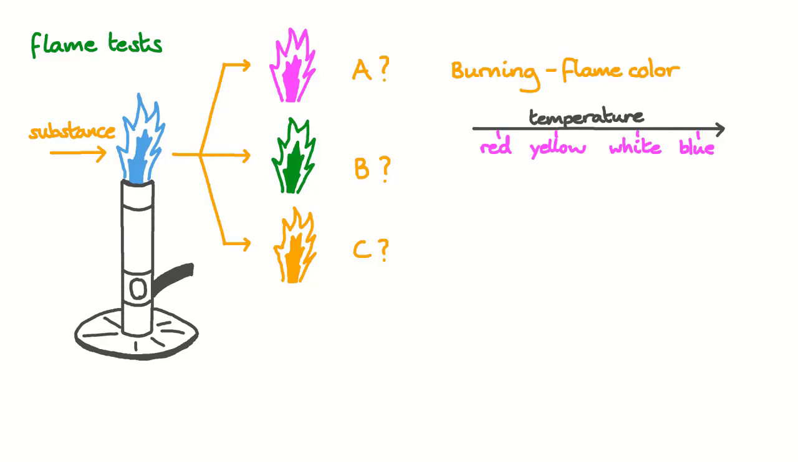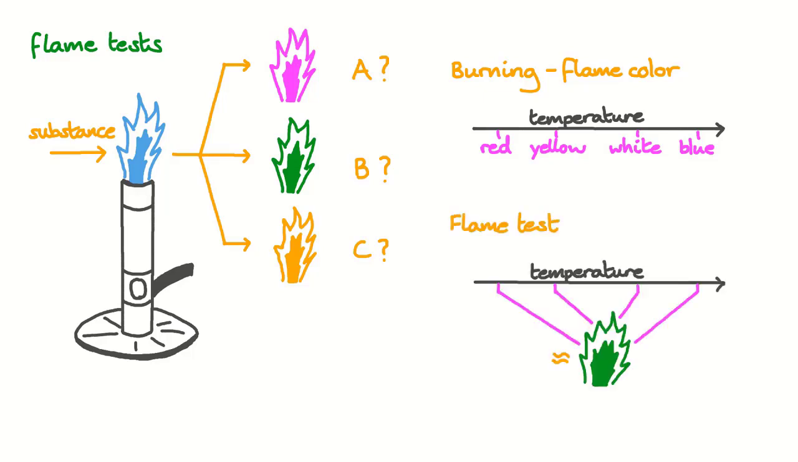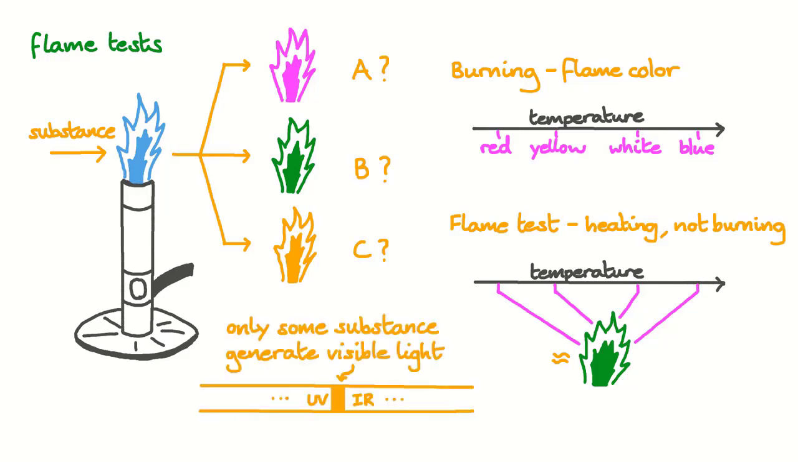Many substances will burn in a flame, producing red, yellow, white or blue hot flames, depending on the temperature. For a flame test, the colour is pretty consistent across the temperature range. The key factor is the heating, not the burning. Only some substances will generate visible light when heated in a flame. If a substance does produce a visible flame colour, that colour will be unique, although sometimes it is difficult to tell the difference. Let's have a look at how to do a flame test.